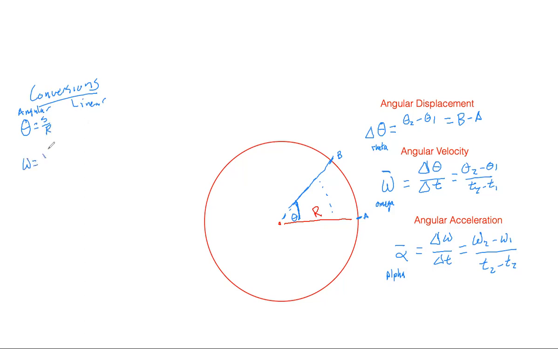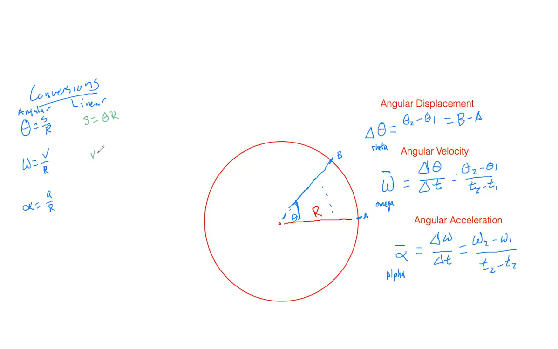Omega is equal to V over R. Huh, that's interesting. And then alpha is equal to A over R, just as conversions. That's how I move from the linear version to the radian version, the meters version to the radian version. And then when I talk about the linear, I'm going to say that S is equal to omega R just by algebra.